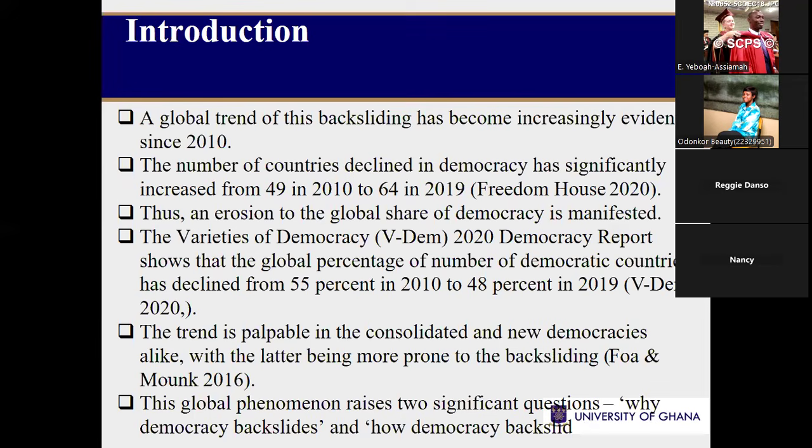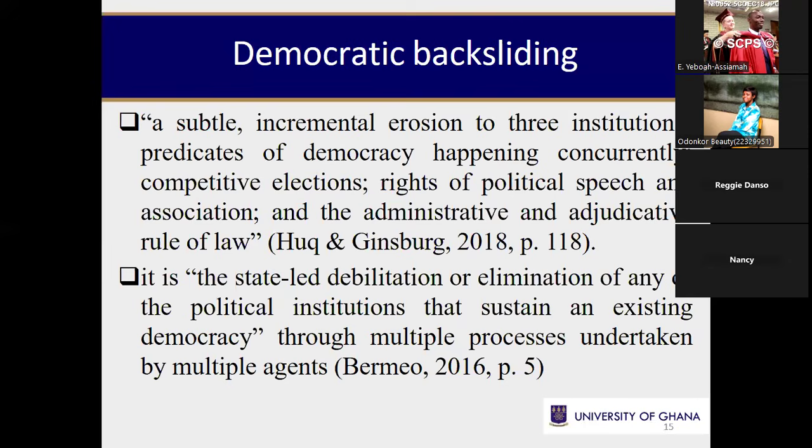As scholars of comparative politics, our interest here is to examine why democracy backslides and how democracies also backslide. Since in the first week of lectures, we mentioned that comparativists, we are concerned with some critical questions, such as who, how, why, what. Let's look at some authoritative definitions.